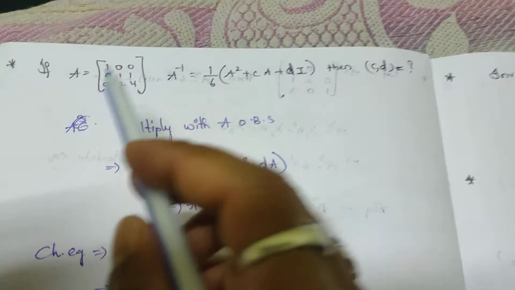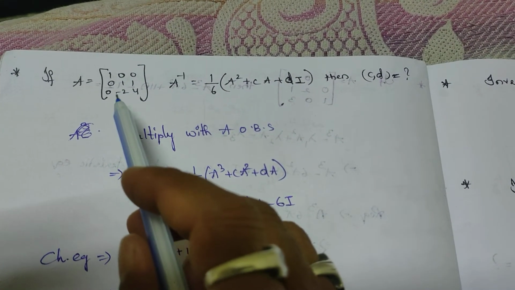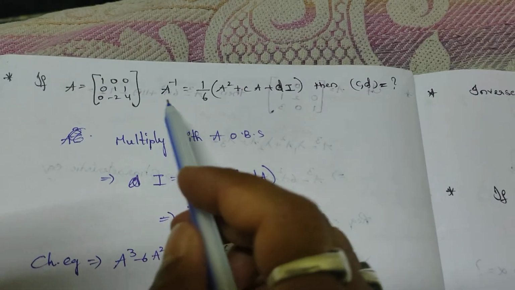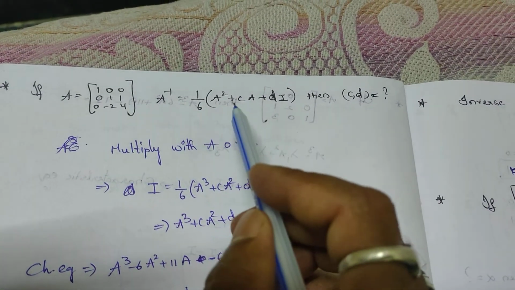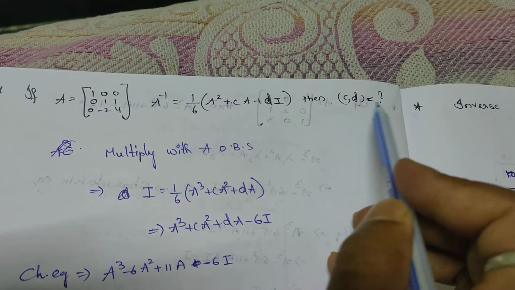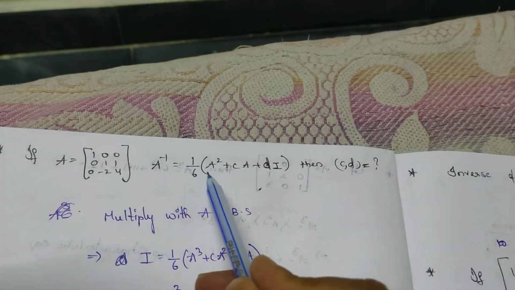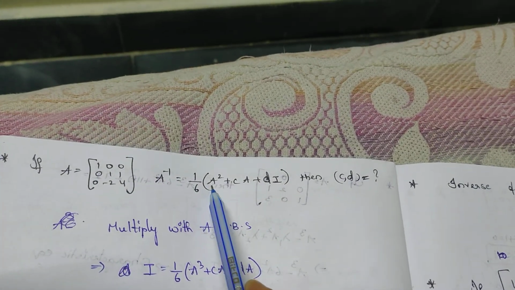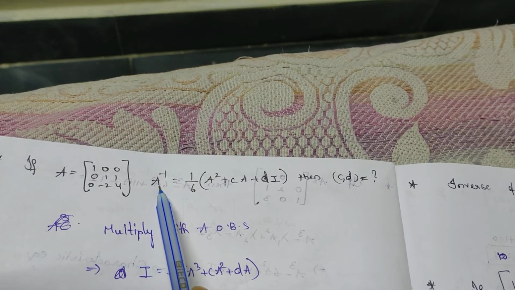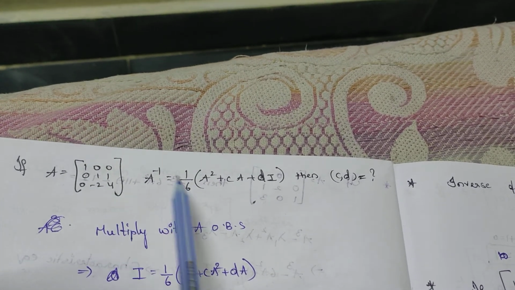See here, one more question. If A is equal to the matrix with rows 1 0 0, 0 1 1, 0 minus 2 4, and A inverse is equal to 1 by 6 into A square plus CA plus DI, then find C comma D. Whenever it is given as an expression of A square, and A is a 3 by 3 matrix, it is A square only.